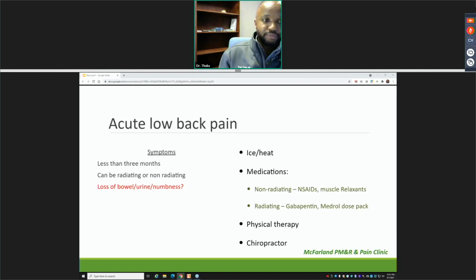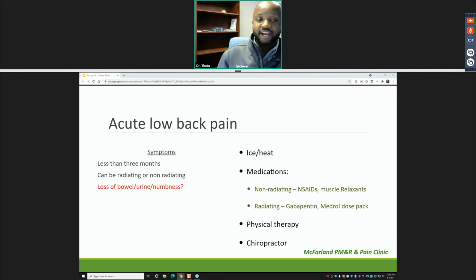So, acute lower back pain. Here we have symptoms for less than 3 months. It can be radiating or non-radiating. Are there any red flags, any bowel or urine issues, or fever? If there are no red flags, we can usually recommend conservative management, and that's ice, heat, and medication. For non-radiating pain, I would mostly recommend NSAIDs and muscle relaxants.